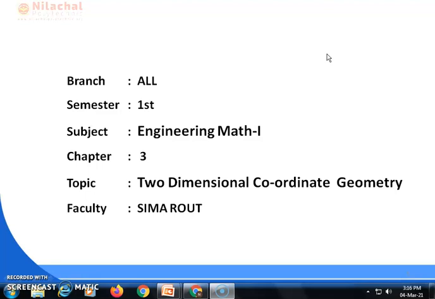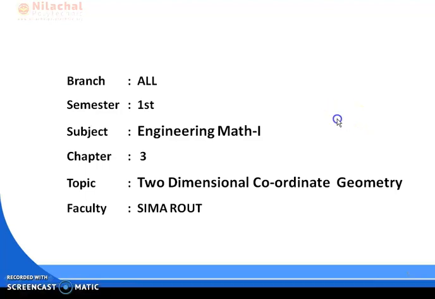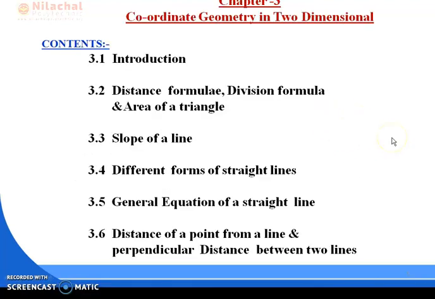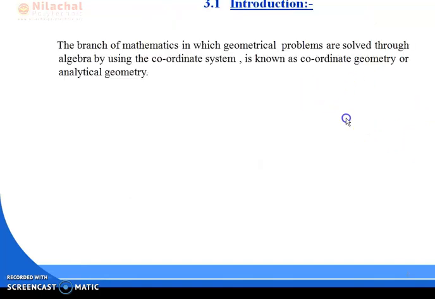Today our topic number is 3 and the topic is two-dimensional coordinate geometry. So let's see what the contents in this chapter are: introduction, distance formula, division formula, area of a triangle, slope of a line, straight line, different forms of straight lines, general equation of a straight line, distance of a point from a line, and perpendicular distance between two lines.